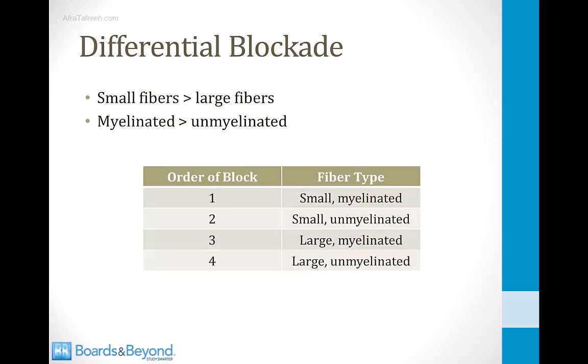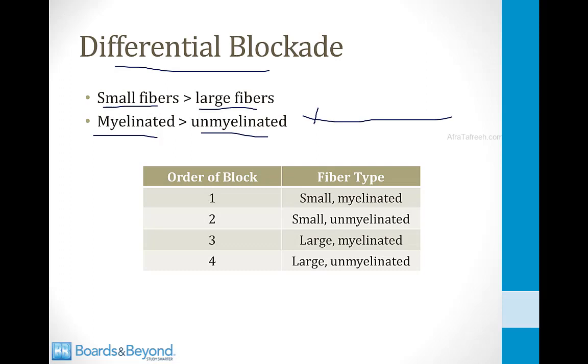Local anesthetics exhibit a property called differential blockade, and this means that certain types of nerve fibers are blocked more effectively than others. So small fibers are more blocked than large fibers. And then myelinated fibers are more blocked than unmyelinated. And you might wonder why this is true, but if you remember, axons have something called nodes of Ranvier between myelin. So if this is myelin and myelin here, there's a node of Ranvier right here.